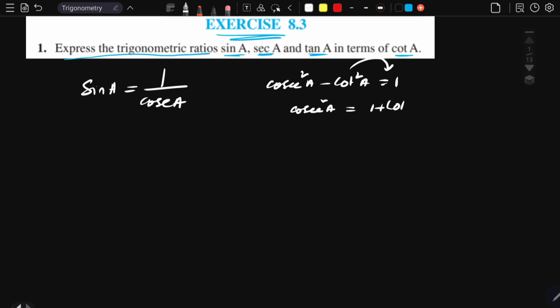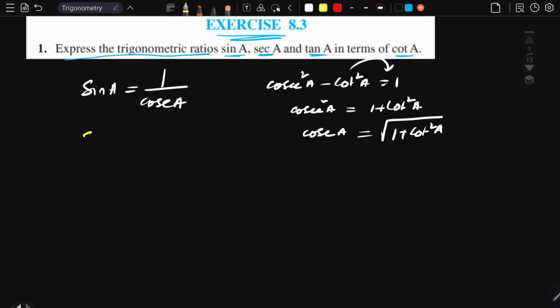Sin A is the reciprocal of cosecant A, as we know. Cosecant and cot have a relation: cosecant square A minus cot square A is equal to 1. If cot square moves to the opposite side, it becomes addition. So cosecant square A is equal to 1 plus cot square A. We need only cosecant A, so cosec A is equal to the square root of 1 plus cot square A. Just replace this in the requirement. So then sin A is equal to 1 by square root of 1 plus cot square A. So sin in terms of cot, we got it.